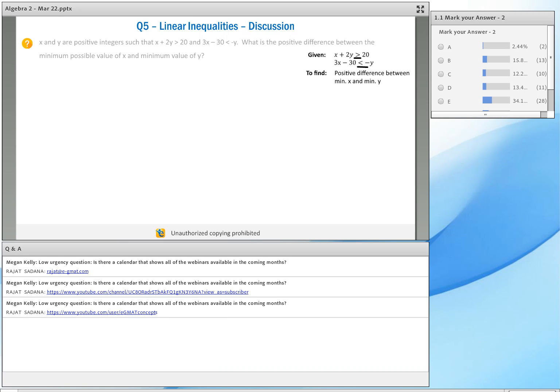And then you ask yourself, hey, what's being asked? We have to find the positive difference between the minimum value of x and the minimum value of y. We have to find the positive difference between them.